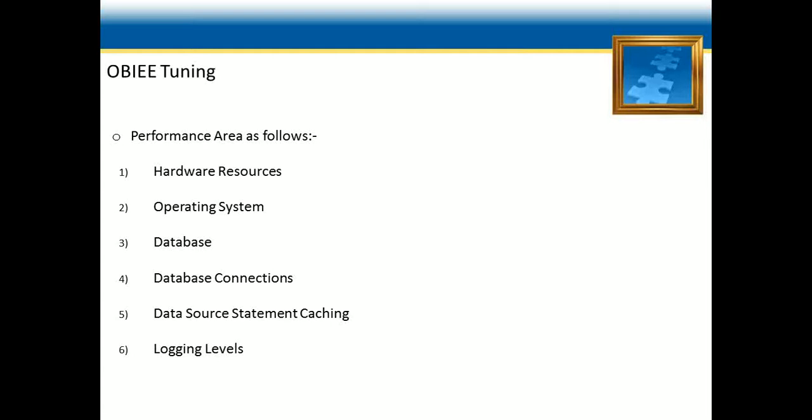So we have data source statement caching, in which, for applications that use a database, you can lower the performance impact of repeated statement parsing and creation by configuring statement caching properly. Then logging levels. Logging levels are thresholds that a system administrator sets to control how much information is logged. So likewise you can tune all these performance areas, and you can have good performance in OBI.